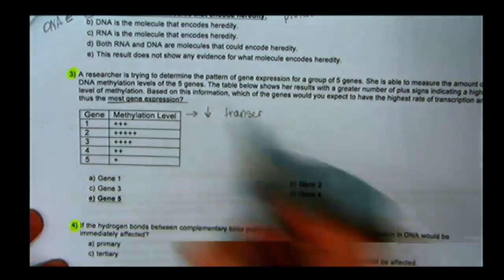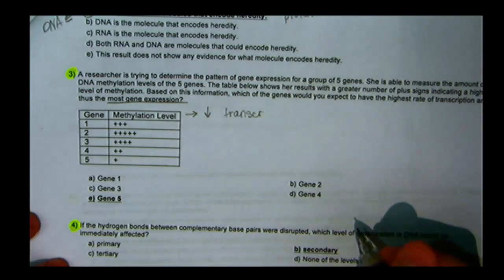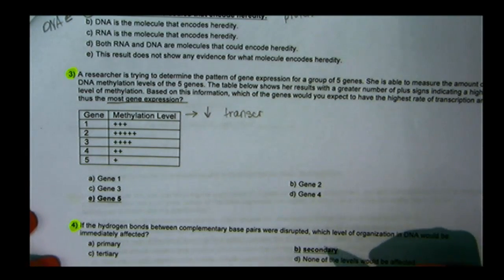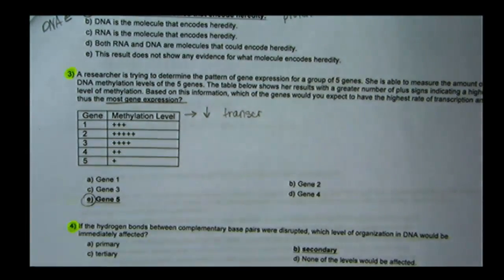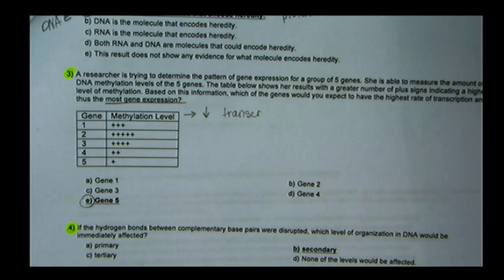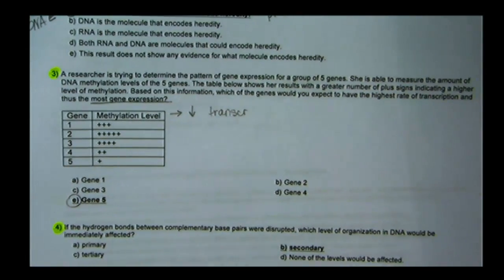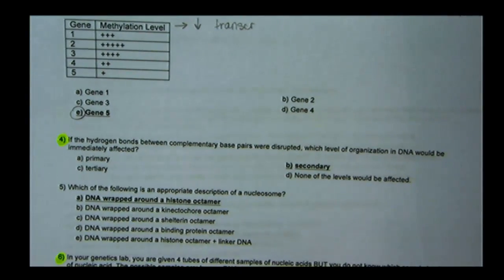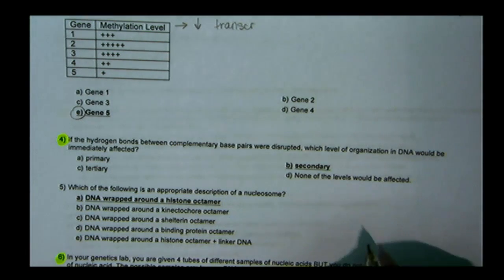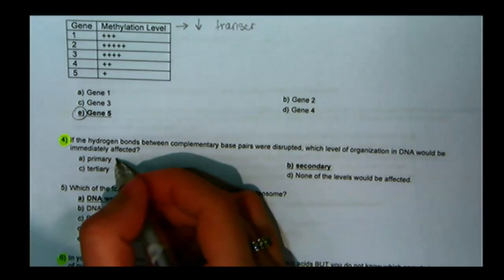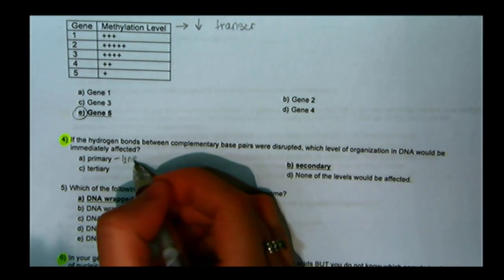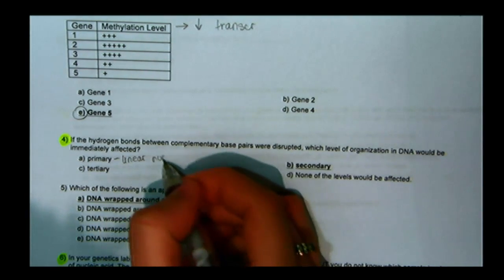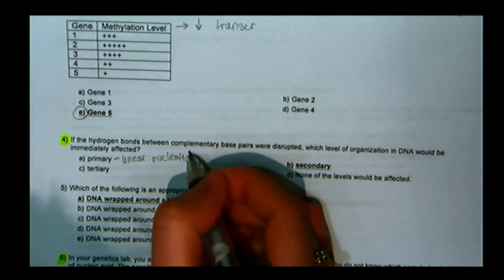Okay, and here you're talking about DNA organization levels, and your primary level is going to be your linear nucleotides. Your tertiary level will be supercoiling. And you're talking here about the hydrogen bonds. Hydrogen bonds give it the helix shape, and that is what secondary involves, your helix. So hydrogen bonds between the bases would affect your helix, your secondary structure.